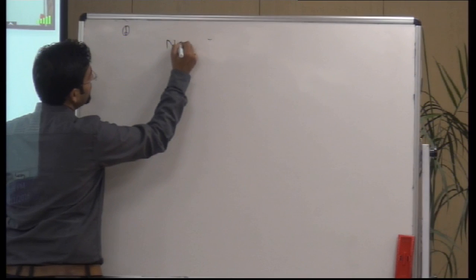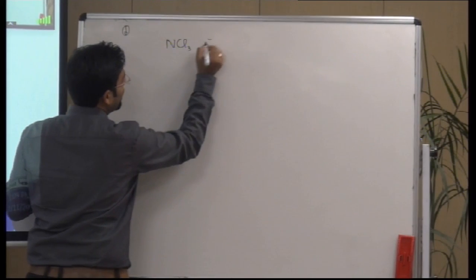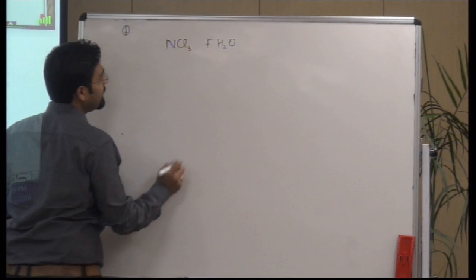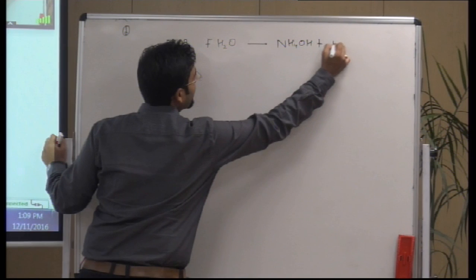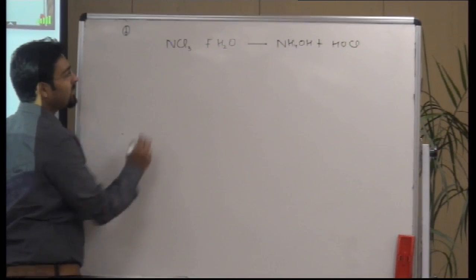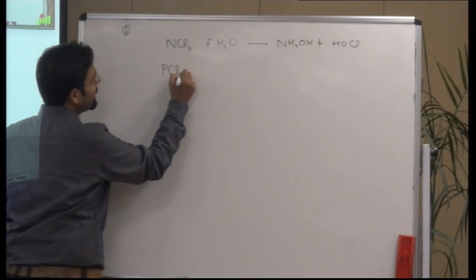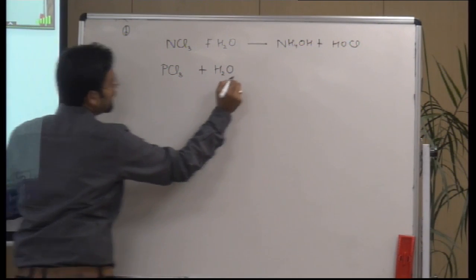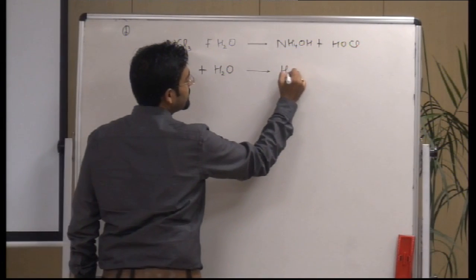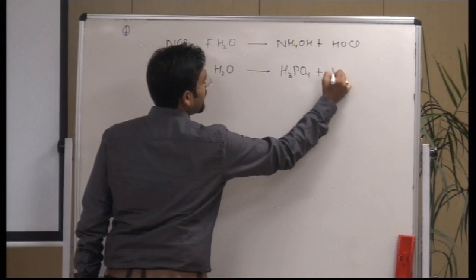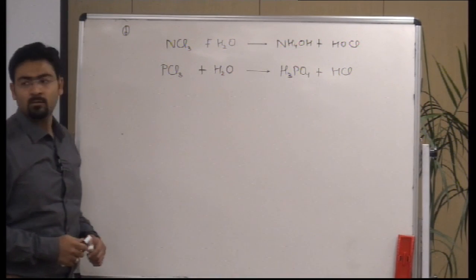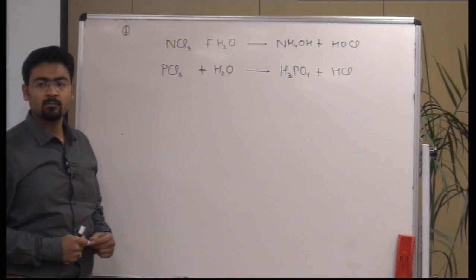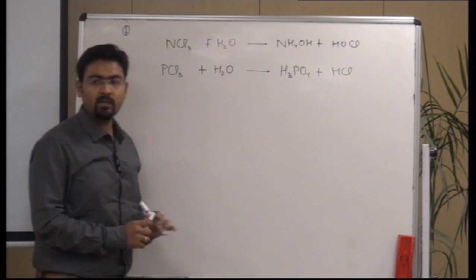Just one more question on the same nitrogen family. On hydrolysis of NCl3, we get ammonium hydroxide and HOCl as the product. I'm not balancing the reaction. On hydrolysis of PCl3, we get H3PO4 and HCl. Right? So this is the data which is given in the question.